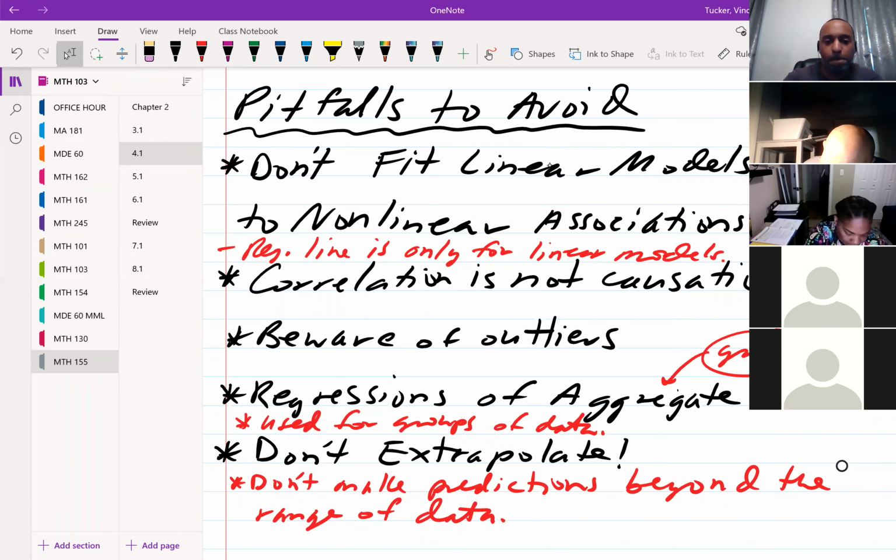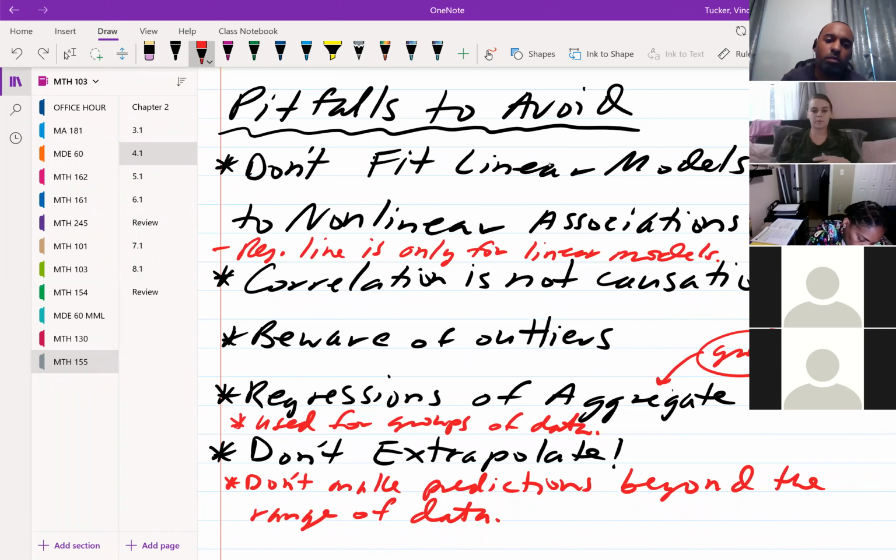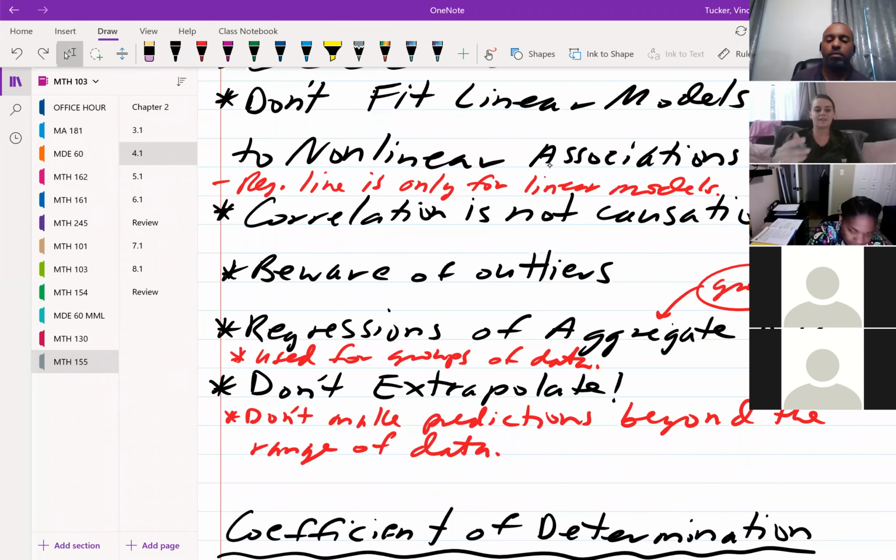What's the last word in the one that says correlation is not causation? Causation? Thank you. Causation, yep. At the bottom where it says don't make predictions beyond the, what else does it say? Because Zoom's in the way. I can't see the last little bit. Oh, sorry. Range of data. Thank you. Not a problem.